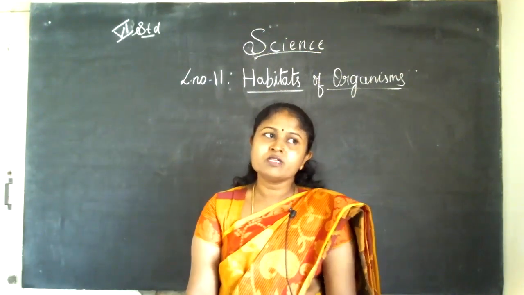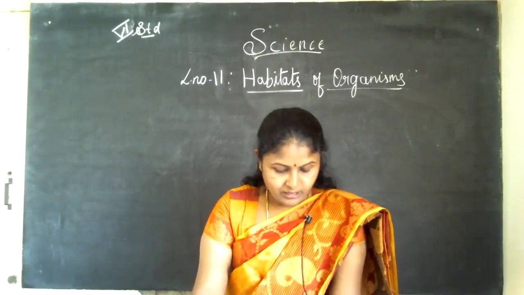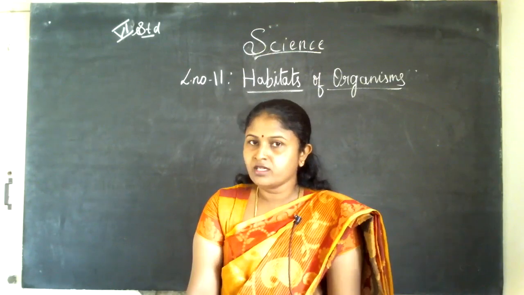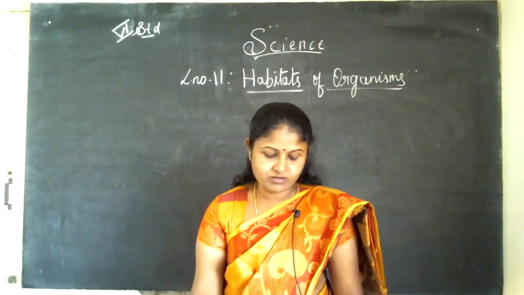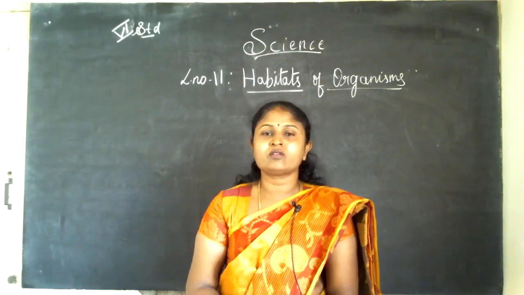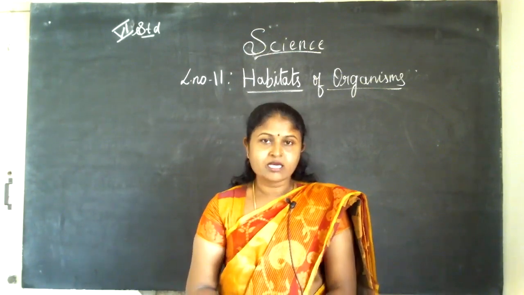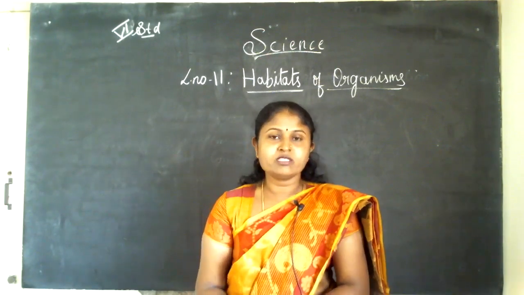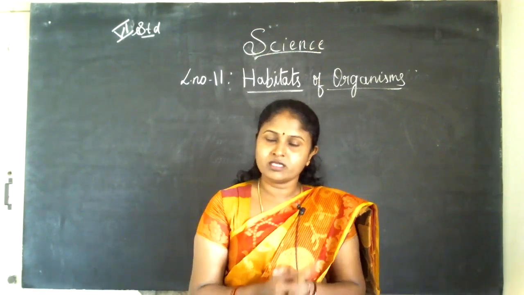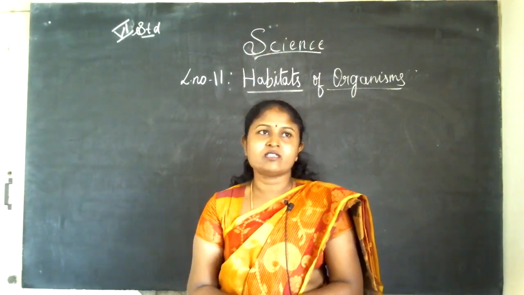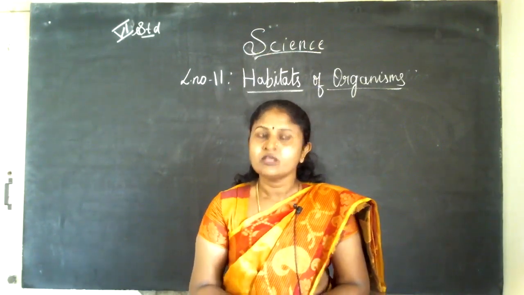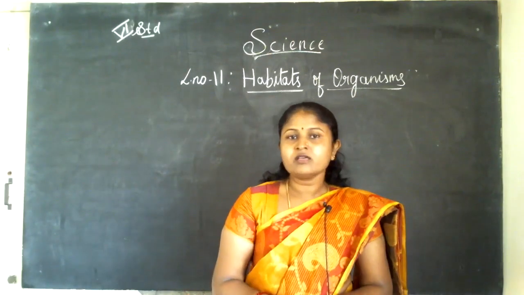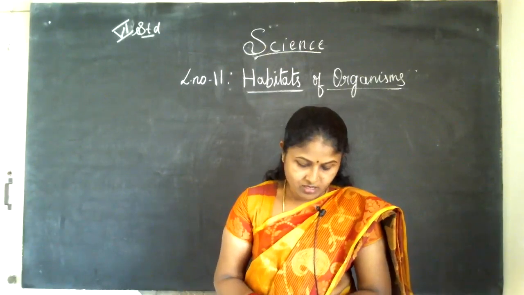Omnivores are the animals that eat both plants and animals. What is the difference between these three? Herbivores are the animals which eat only plants. Carnivores are the animals which eat only other animals. Omnivores are the animals that eat both plants and animals. The main example is the human being. Human beings, bears and crows are some common examples of omnivores.